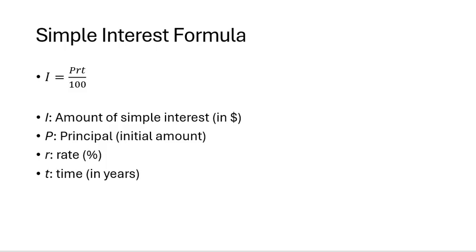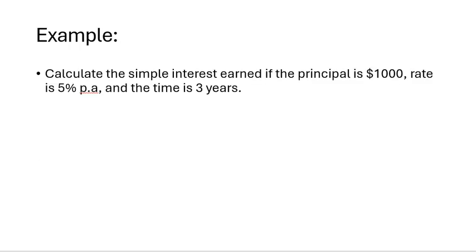Right. The simple interest formula, make sure you have this down, very important. You should know what each of the variables represent. So just go from there. Calculate the simple interest earned if the principal is $1,000, the rate is 5%, and the time is 3 years. So in the question, they'll give you key info. You just got to spot them out.